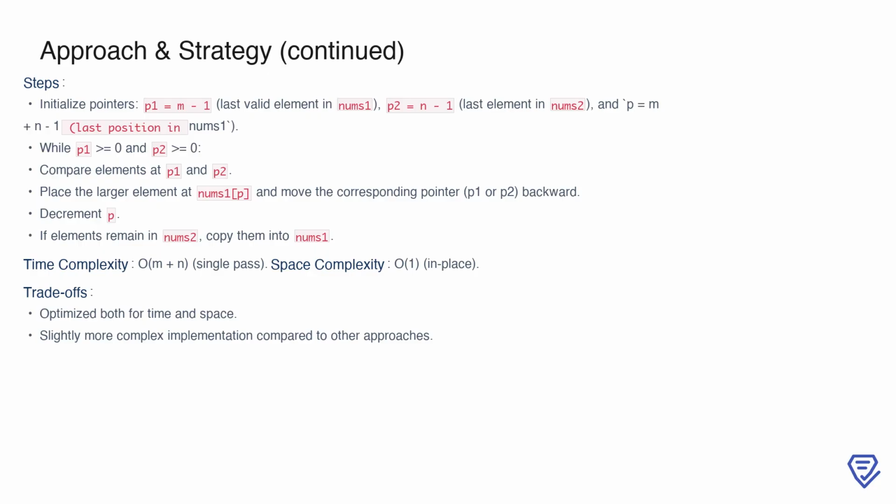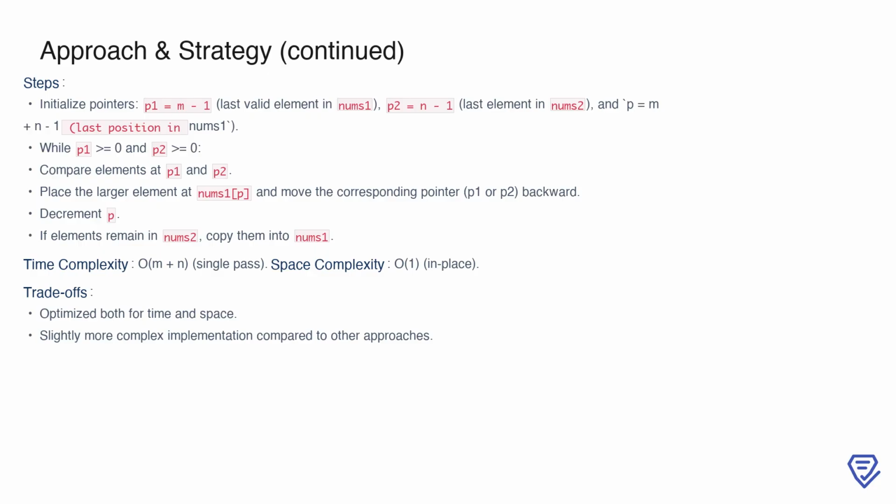This method takes full advantage of the extra space already available in nums1. Instead of creating a new array, we work directly within nums1, filling it from the back to avoid overwriting elements. Here's how it works: we initialize 3 pointers. One, p1, points to the last valid element in nums1, another, p2, points to the last element in nums2, and a third, p, starts at the last position of nums1, where the merged result will be placed.